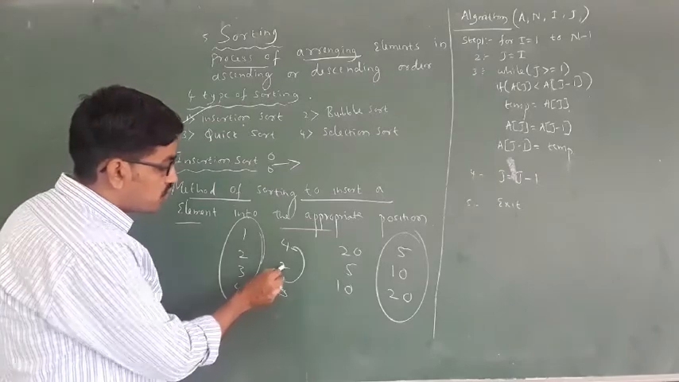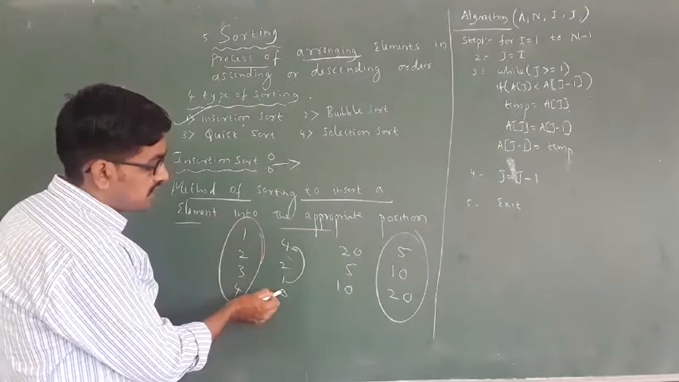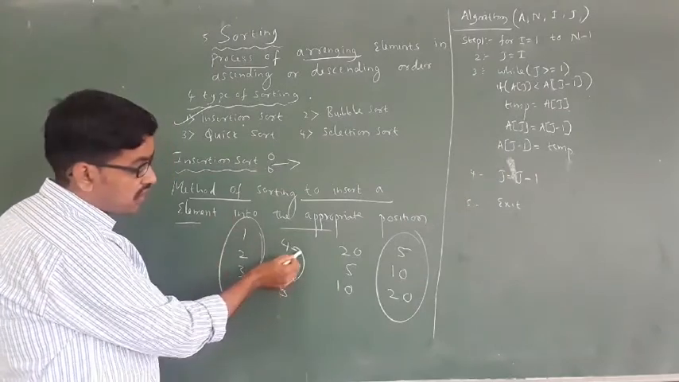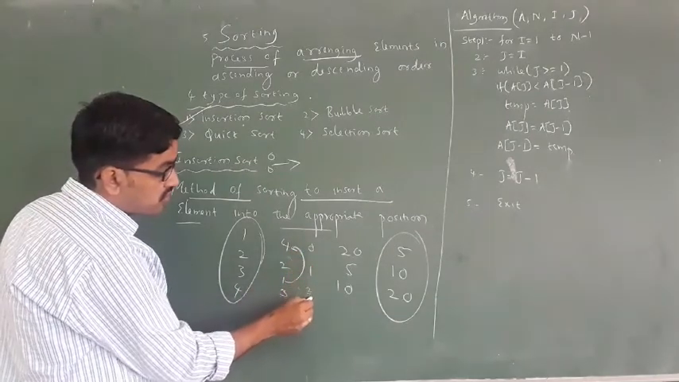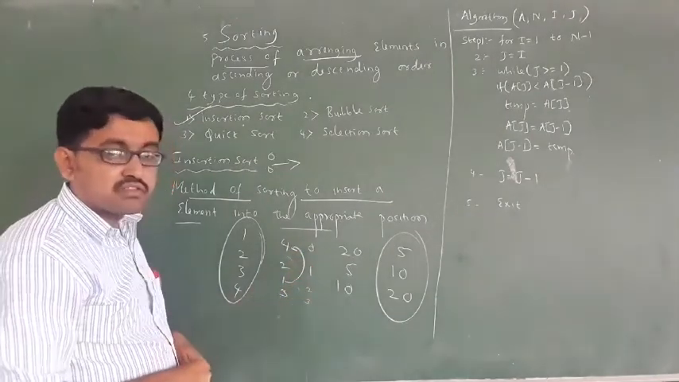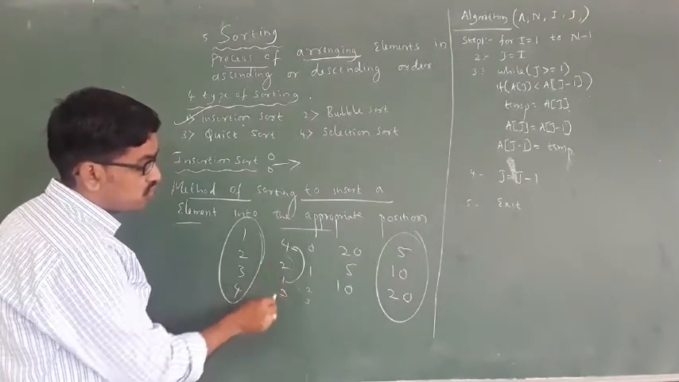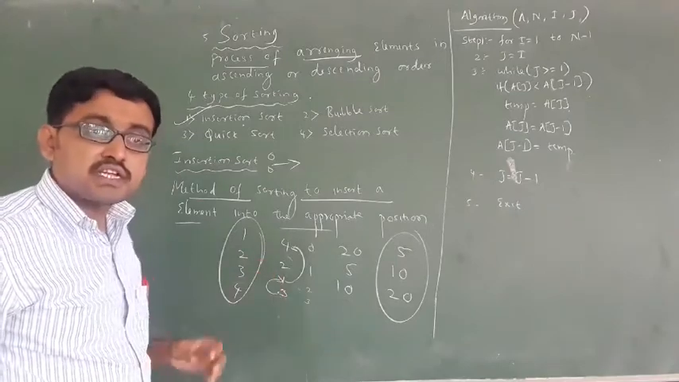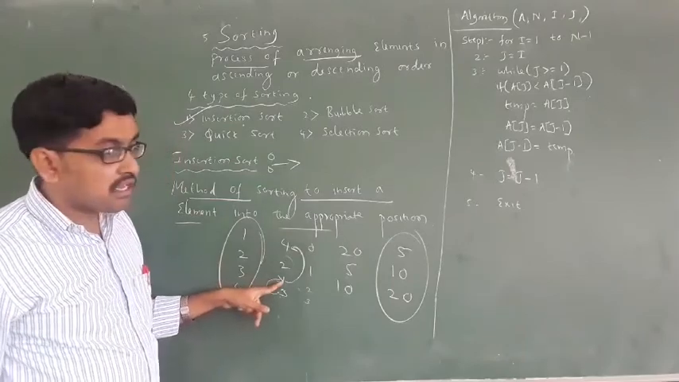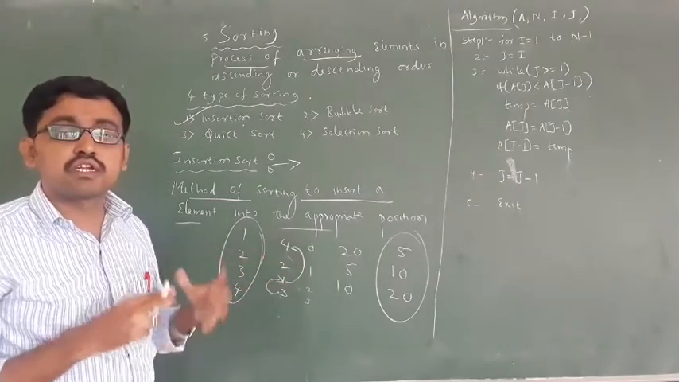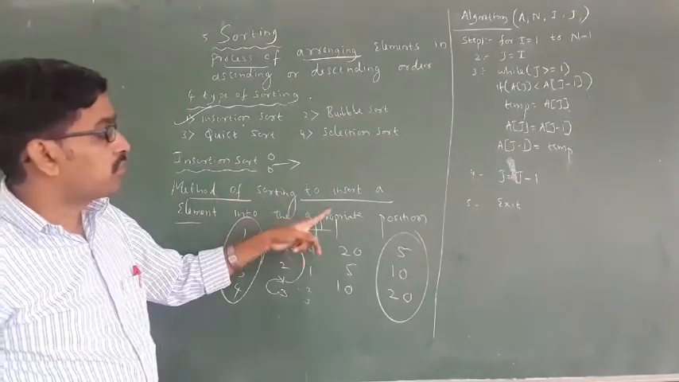Then after that, 2 is in the correct position; it is already sorted. Then 3 you have to put in a location. This is location 0, this is location 1, this is location 2, just imagine. Then you have to put this 3 in location 2, like this. This is called insertion sort: you put the element in the appropriate position.